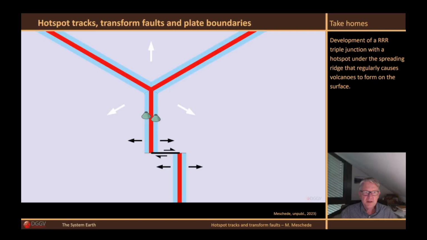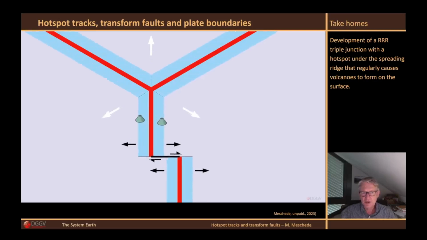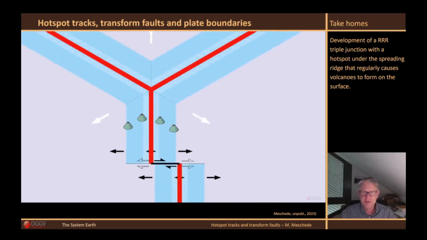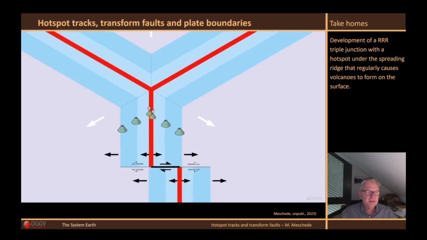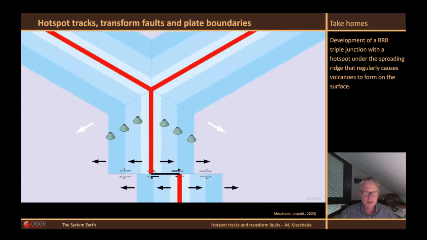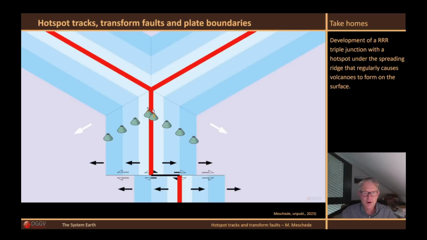In the animation, the plate movement is related to the hotspot, which always stays in the same place, as is assumed for the hotspot reference system. You can see that the volcanic chain develops parallel to the trace of the triple junction, which, as I explained in chapter 4.4 on the geometry of triple junctions, also reflects the absolute plate movement. The transform fault, which remains constant in length, however, moves away from the hotspot and forms an angle to the volcanic chain, which represents the hotspot trace.